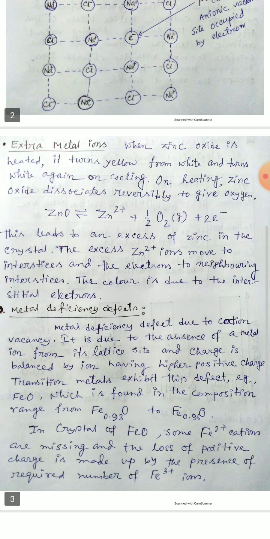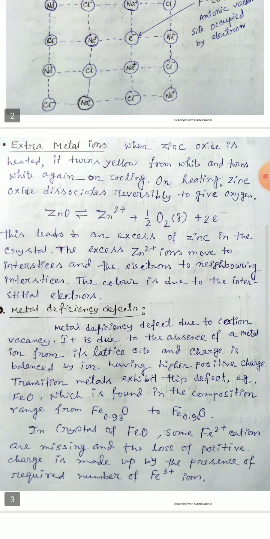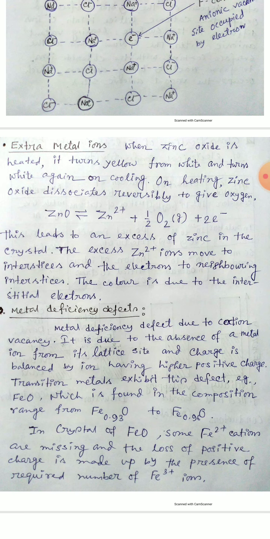Now, the second type of non-stoichiometric defect: metal deficiency defect. It is also explained by taking an example. Metal deficiency defect is due to cation vacancy. That is, some metal ions leave their positions in the crystal.